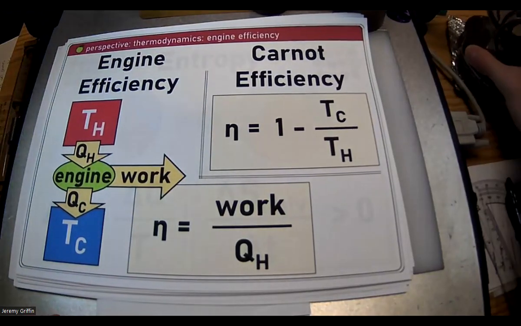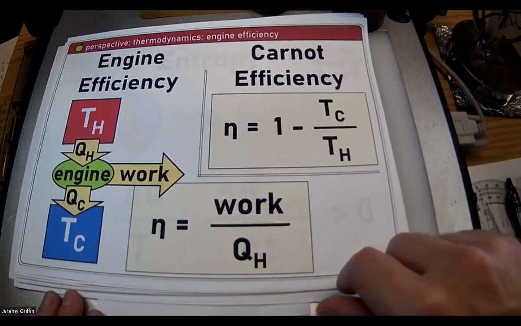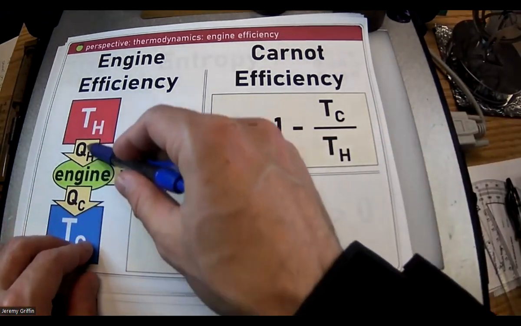Okay. A couple perspectives on efficiency. One is, well, what does this work compare to the input energy?